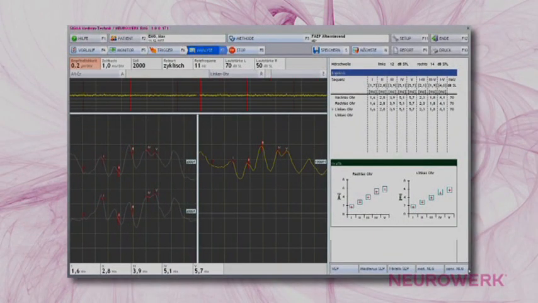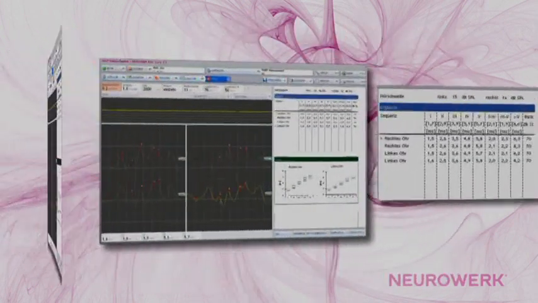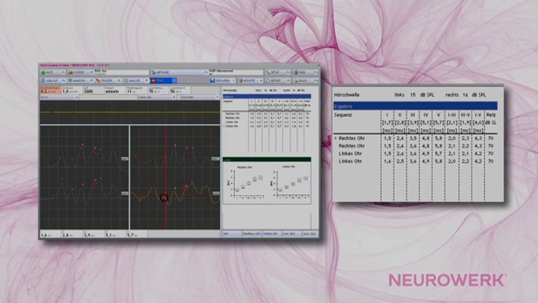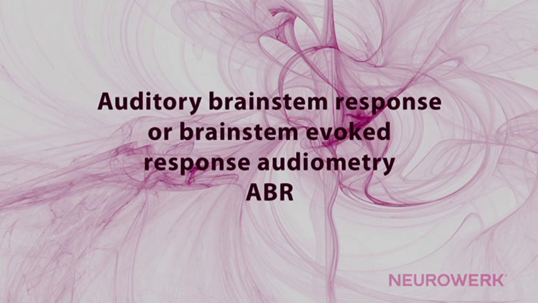Potential fluctuations which arise in the brain via auditory stimuli can be measured to the scalp. Further switching stations serve the processing of signals. The signal processing causes typical measurable potential changes in a time-displaced manner. Auditory brainstem response or brainstem evoked response audiometry.